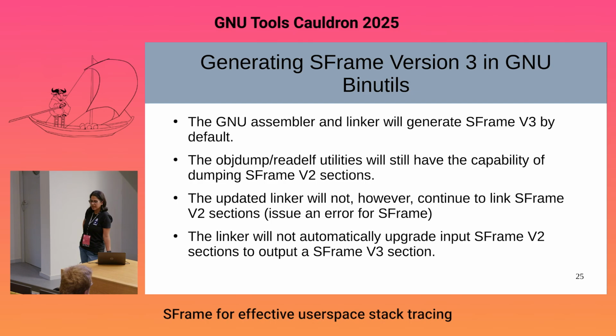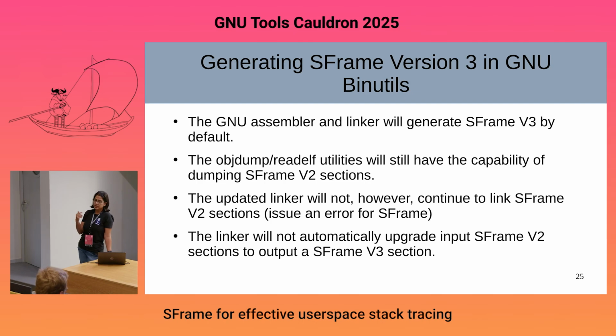So the assembler and the linker will by default generate V3 only. Objdump and readelf support will continue to support V2 sections. The new linker will not take a V2 section and automatically upgrade it to V3, and similarly, it will not link an SFrame V2 section. The thinking here is that as and when user space does pick up SFrame, let's just pick V3 and start from there.